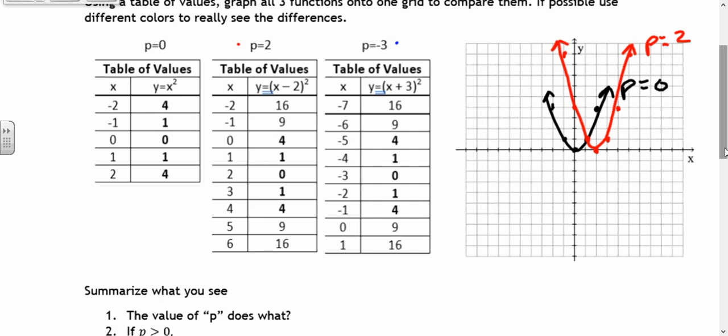So let's count out this one. P is equal to -3 in blue, sorry. So 1, 2, 3, 4, 5, 6, and 9, 5, and 4. So 1, 2, 3, 4, -4 and 1, -3 and 0, 2 and 1, -1 and 4, and our new y-intercept at 9.